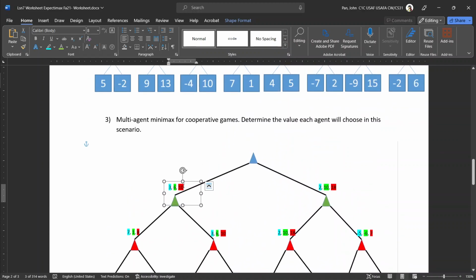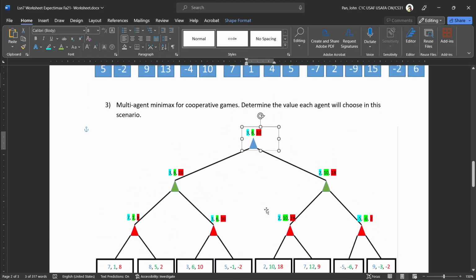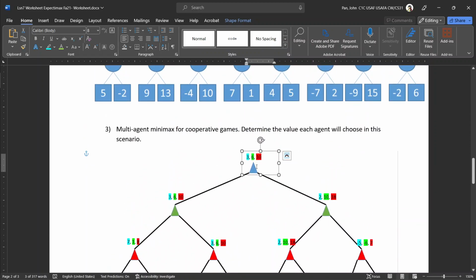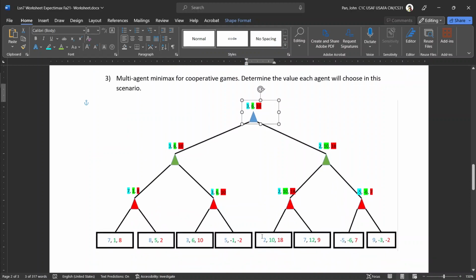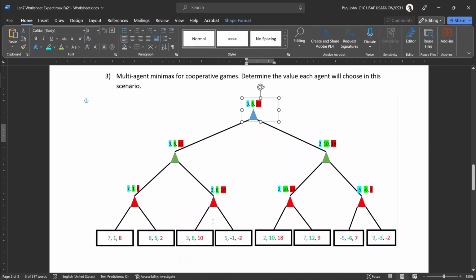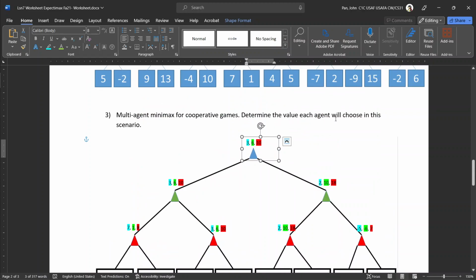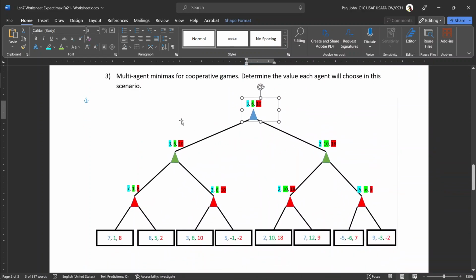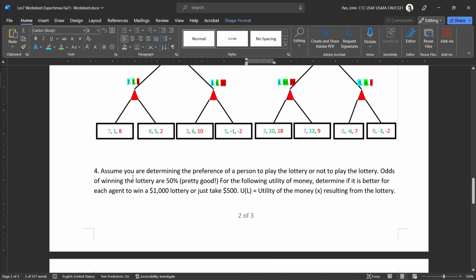Finally, our blue is going to select the highest blue. So our 3 is greater than 2. So we select the left branch. And ultimately, we go down. We make our first decision is to go left. And we determine the value that each agent would choose in any of these branches in the decision tree.